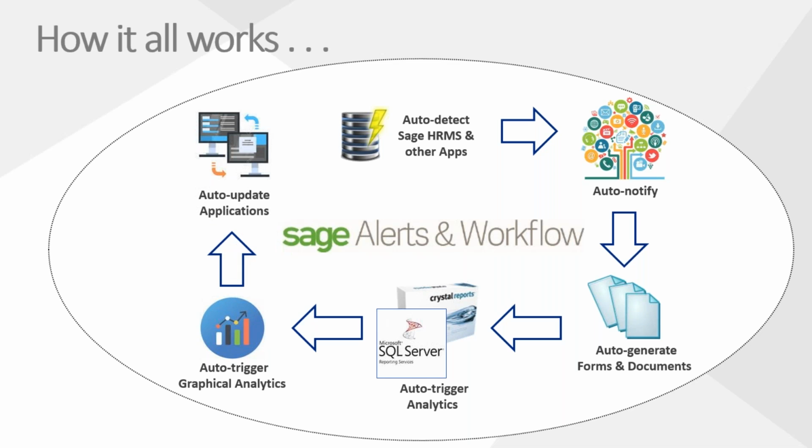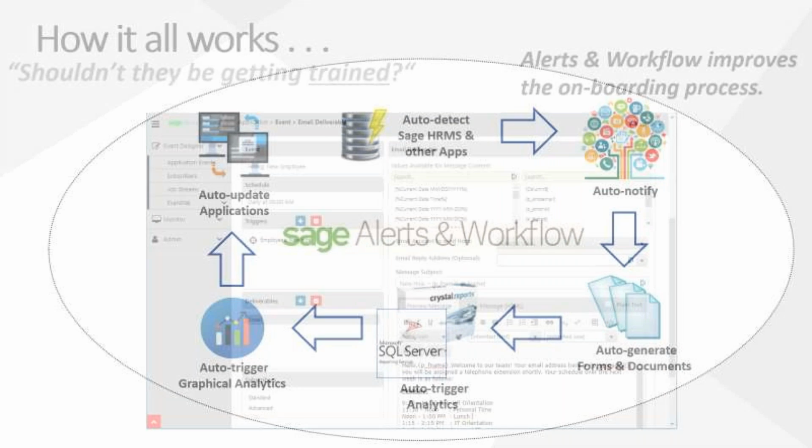And then we come to the workflow part of Alerts and Workflow. And this is important because although the most common use of the application is to trigger notifications, Alerts and Workflow can trigger updates back into your HR and related business applications. And so if, for example, an employee has repeatedly failed drug tests, Alerts and Workflow can automatically change that employee's status to on probation. Or if an employee's review becomes overdue, Alerts and Workflow can schedule them for a meeting with their manager. So now let's take a look at how customers are using Sage Alerts and Workflow.